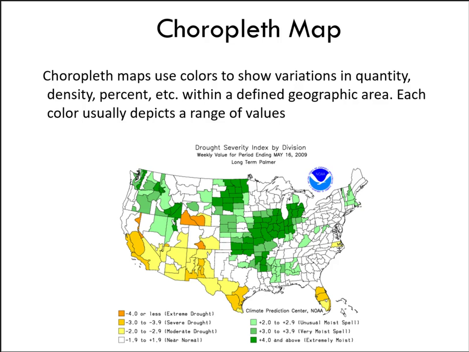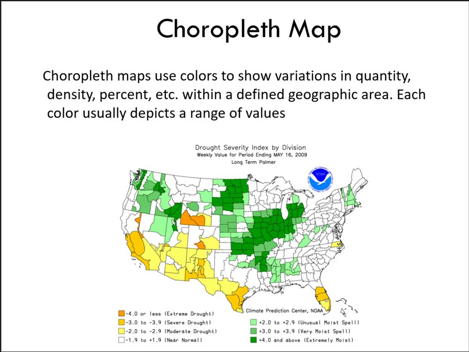So here is an example of a choropleth map, which is a map that uses colors to show variations in quantity or density, percentage, etc., within some kind of defined geographic area. This, for example, is one for the United States, and it's not necessarily by counties. Some look like they're by counties, but if you look at Idaho, that's certainly not counties in Idaho. And each color is usually going to depict some range of values.